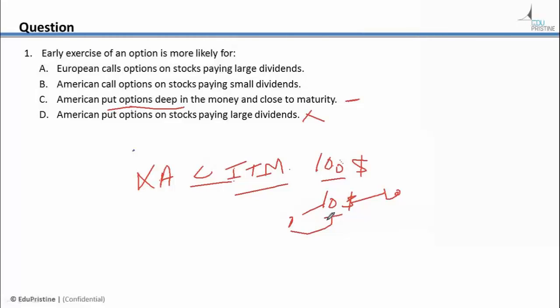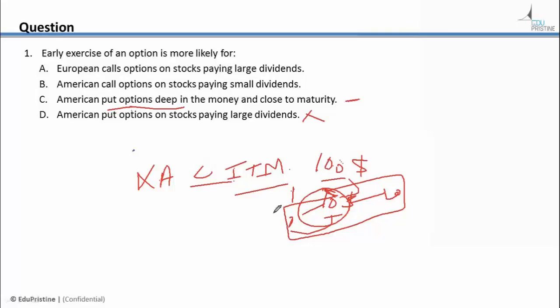If I'm in this condition, I will just close this position and pocket the money. I'll exercise this and keep the $90 with me, because the potential left is very little. It's just the logic I'm applying. What is the potential left? The potential left is $10, and what I have made is $90. So I will keep the money and go away.